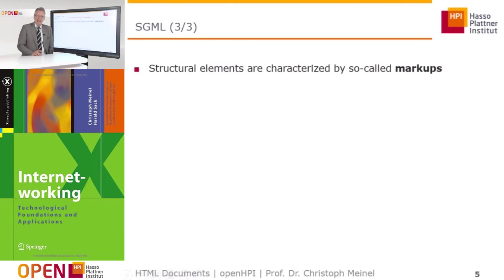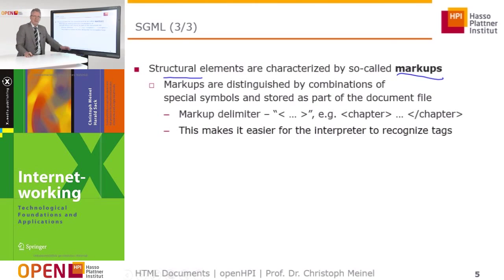SGML is a markup language, and the reason to call it a markup language is that the structural elements are characterized by so-called markups. Markups are distinguished by a combination of special symbols, and such markups are stored inside the document file, in between the text of the document. To realize what is the text, the content, and what is a markup, such markup delimiters are used in case of SGML and HTML. These are these two symbols.